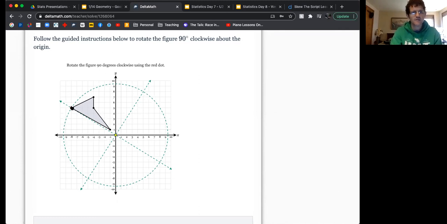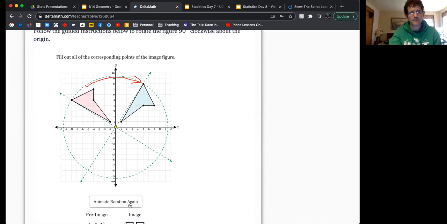Okay. So now it tells me to go 90 degrees clockwise. So I need to think clockwise is going around in this direction. And 90 degrees just means to drag this red dot over to the next one. And I'm going to call that good.